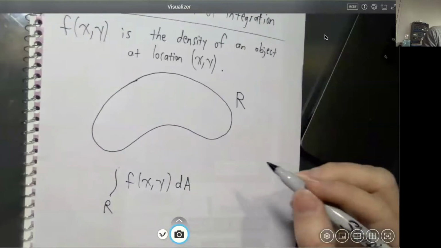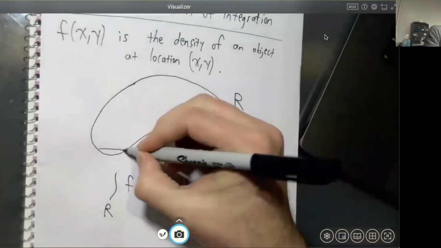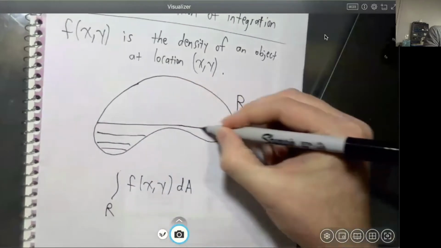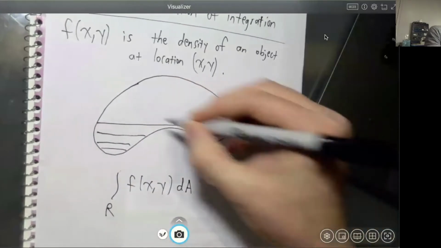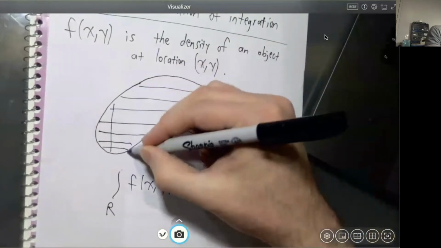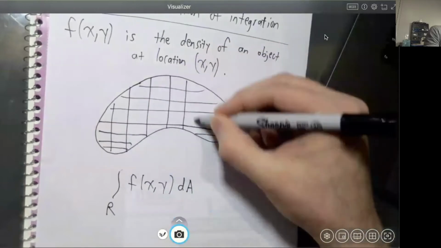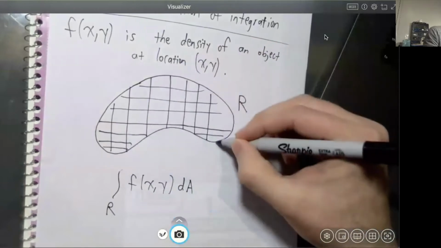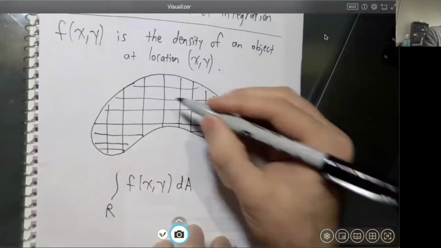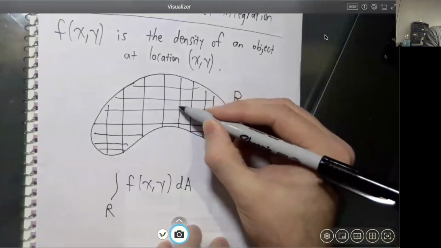Well, the way that we're going to do that is, as usual, chop up our region R into tiny pieces like this. We're going to chop up R into tiny pieces, and then we're going to compute the mass of each of these tiny pieces. So let's compute the mass of this little tiny piece of our metal plate.